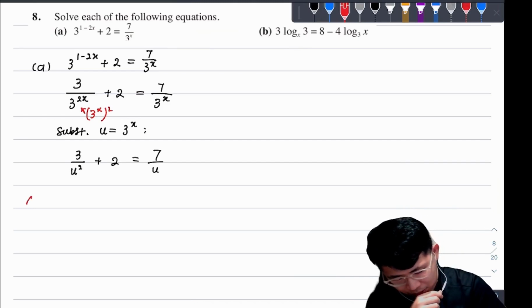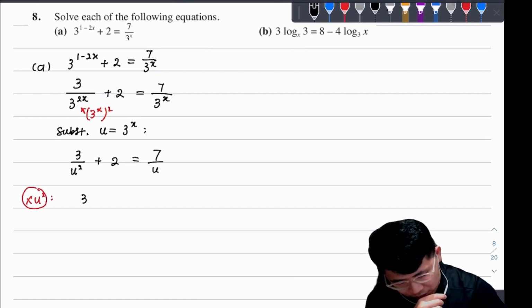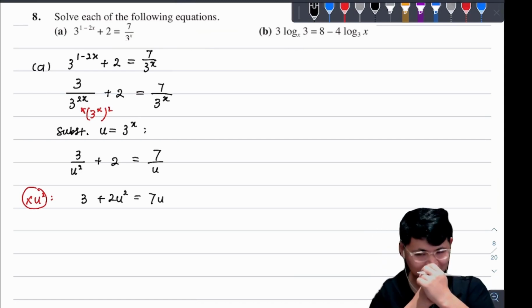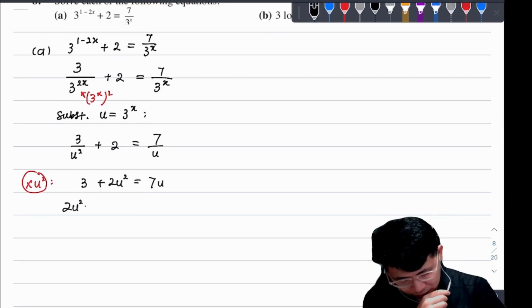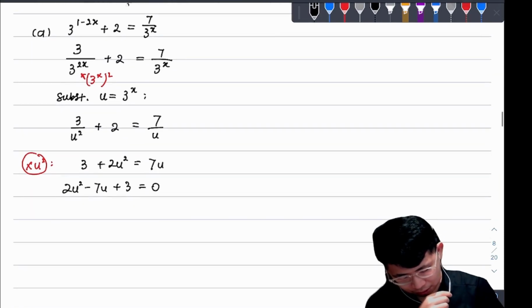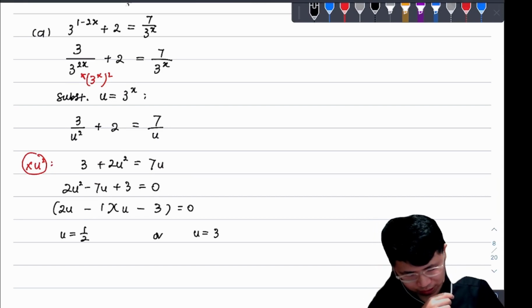So then I multiply everything by u squared to get rid of the denominator. So the first one will be 3, second one is 2u squared, the third one will be 7u. Okay, 7 over u times u squared is 7u. Rearrange, so 2u squared minus 7u plus 3 equals to 0. Now then we can use the formula, or we can factorize. So 2u and u, 3 and 1, minus minus. So u would be equals to half, or u would be equals to 3, right?